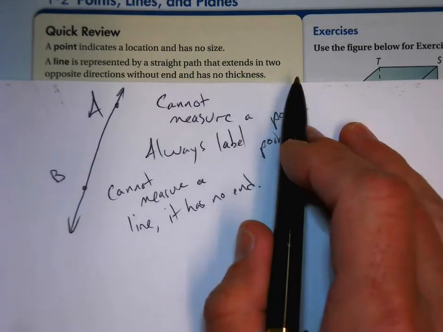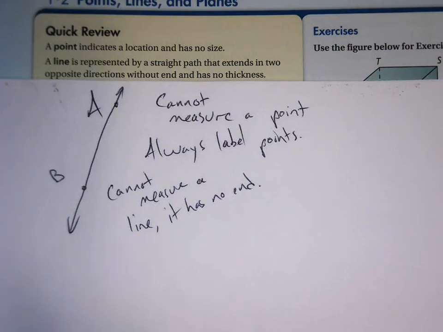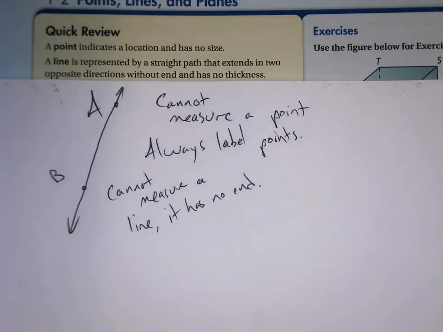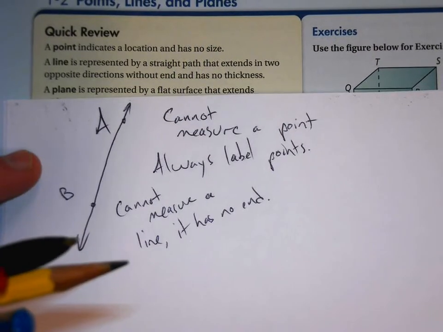And it has no thickness. The line has no thickness, even though this particular line is drawn with some thickness. In concept, it has no thickness. You could zoom in on this particular picture and it would appear to have a thickness, but really it doesn't.